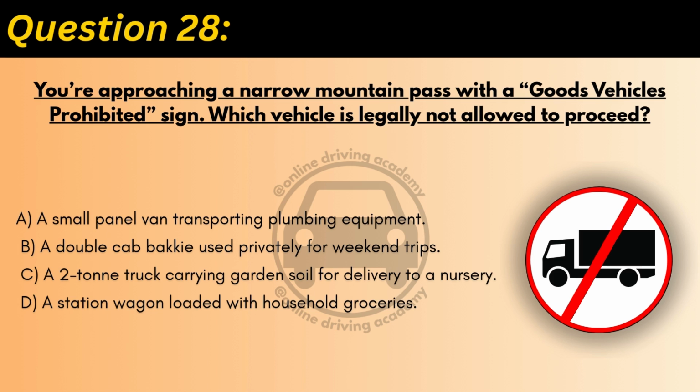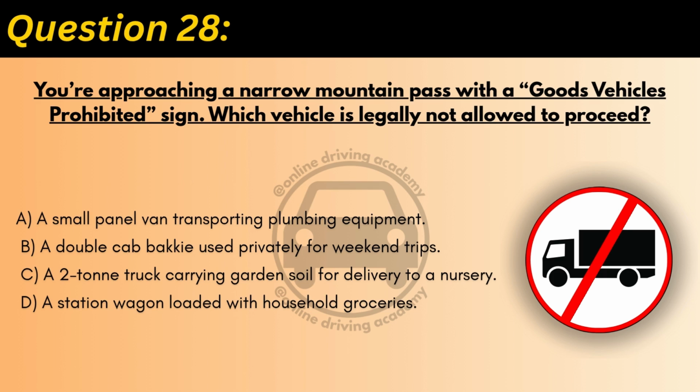Question 28. You're approaching a narrow mountain pass with a goods vehicles prohibited sign. Which vehicle is legally not allowed to proceed? Is it option A, a small panel van transporting plumbing equipment? Is it option B, a double cab bakkie used privately for weekend trips? Is it option C, a 2-ton truck carrying garden soil for delivery to a nursery? Or is it option D, a station wagon loaded with household groceries?